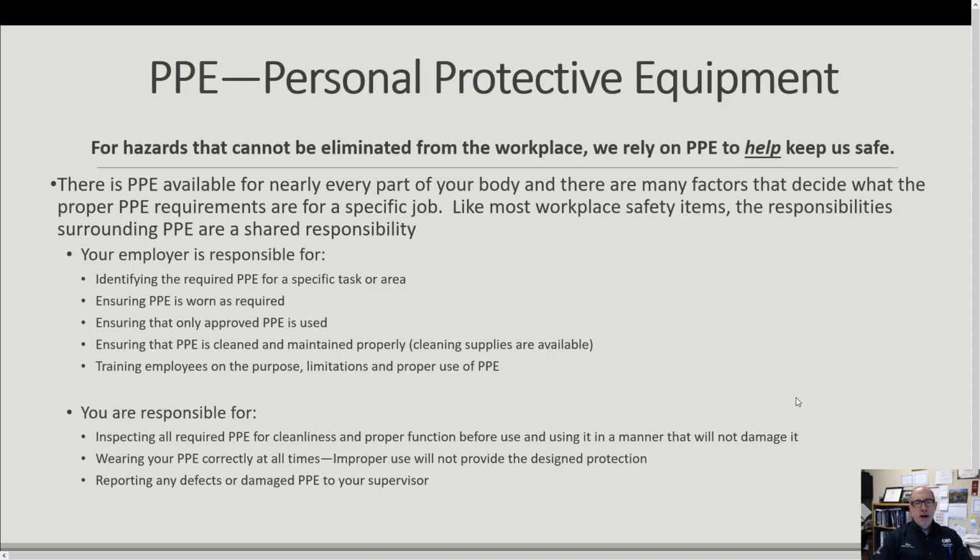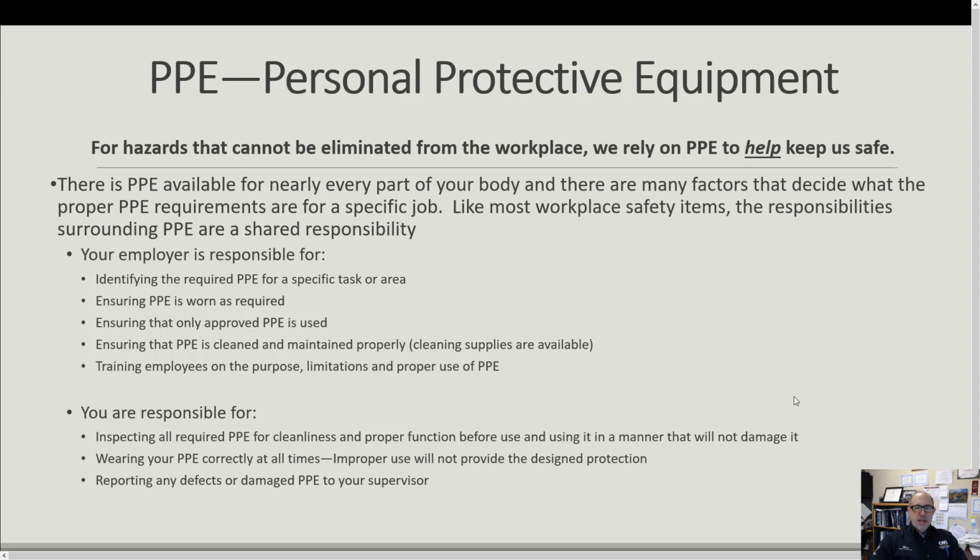So PPE: when we can't eliminate a hazard from the workplace, we rely on PPE to help keep us safe. And I say help keep us safe because PPE will not keep us safe. It will just help. There's PPE for virtually every part of your body, and there are many factors to decide what the proper PPE requirements are for a specific job. Like most workplace safety items, responsibilities surrounding PPE are a shared responsibility.